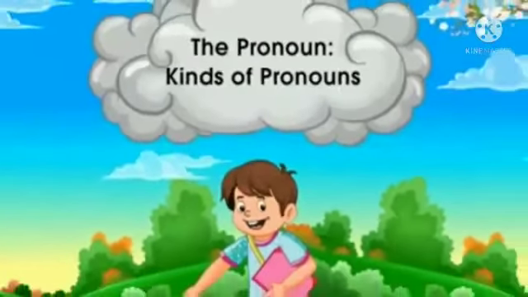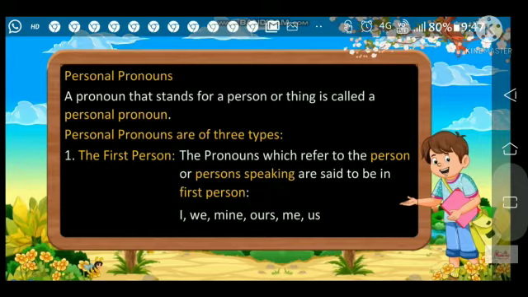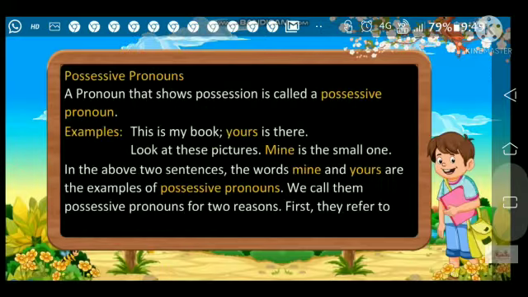A pronoun that stands for a person or thing is called a personal pronoun. So there are 3 persons: first person, second person and third person pronouns. So see the first person, these are used for the speaker. Example: I, we and me. Now the second person pronouns, these are used for the listeners. Example: you. Now third person pronouns, these are used for the person who is talked about. Example: they, he, she and it.